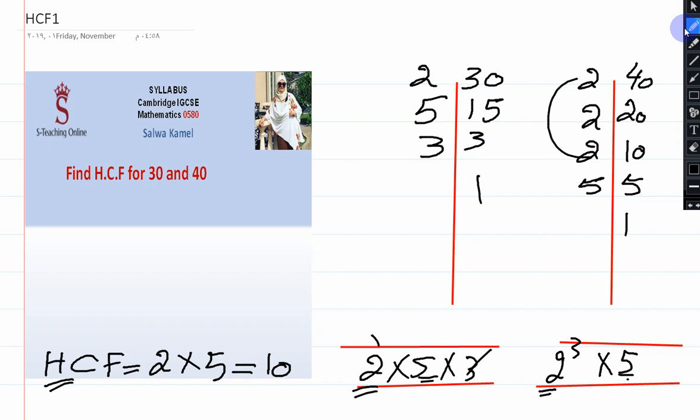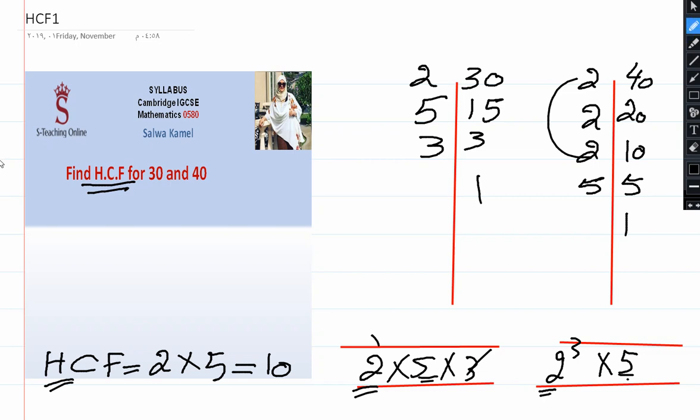So now we understand that when we want to find the highest common factor, we factorize the two numbers into prime factors, and then take the common factors between both of them with the lower power.